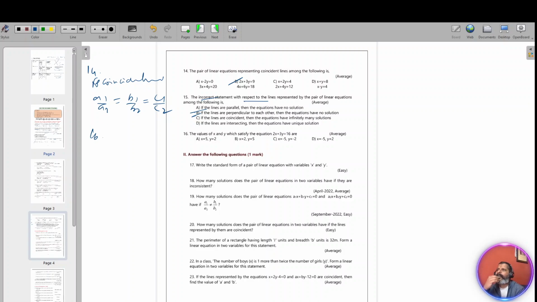16th we'll see. For what value of x, y satisfies this equation, you just put x and y in the left hand side and check the right hand side. If I put x is 5 here, y is 2 here, how much do you get? Option A: 5 times 2 is 10, plus 3 times 2 is 6, equals 16, equal to RHS. Yes, 5 and 2 are correct. In the first sheet only we got the answer.